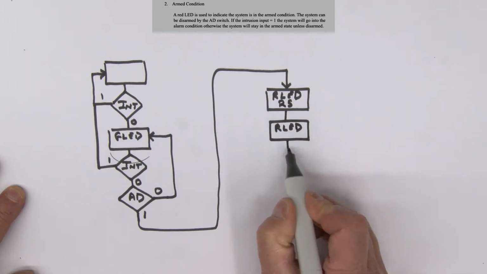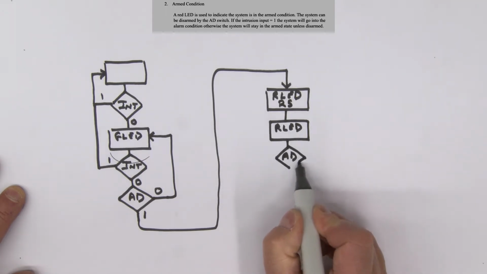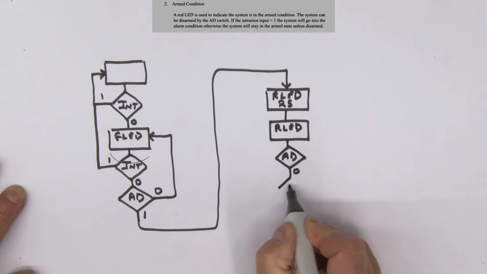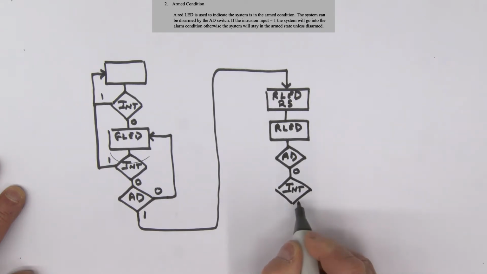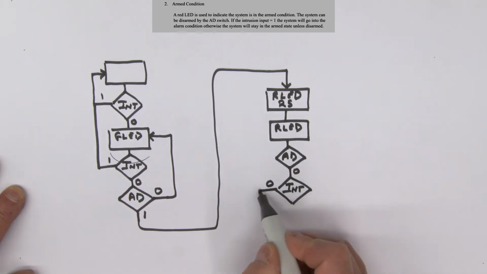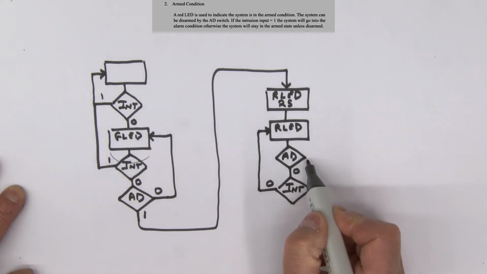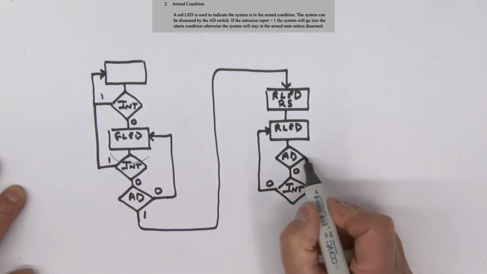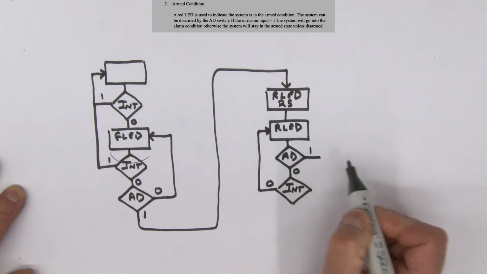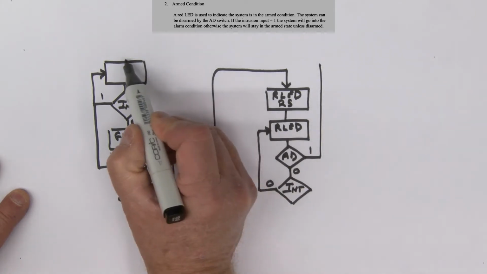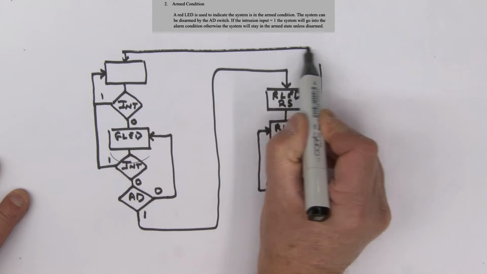And then at this point, we can actually look at the AD arm-disarm switch. And if this is, let's say, a 0, we can then look at the intrusion input again. And if the intrusion input is a 0, then we're going to simply stay in this particular state unless we actually disarm, okay? So if we disarm the system, that's when we make AD a 1, then that will allow us to perhaps come back all the way over to here, like so.